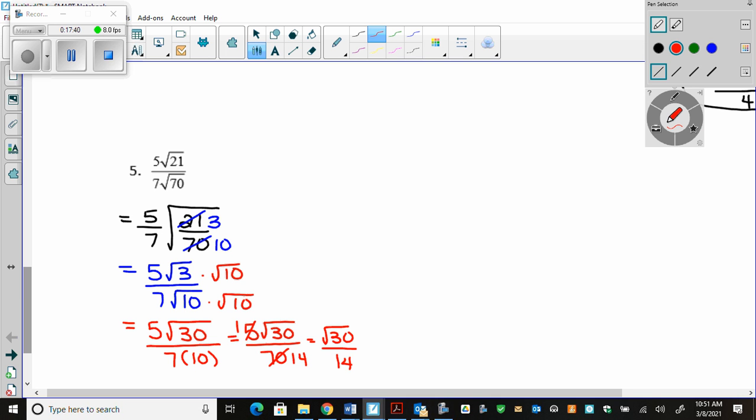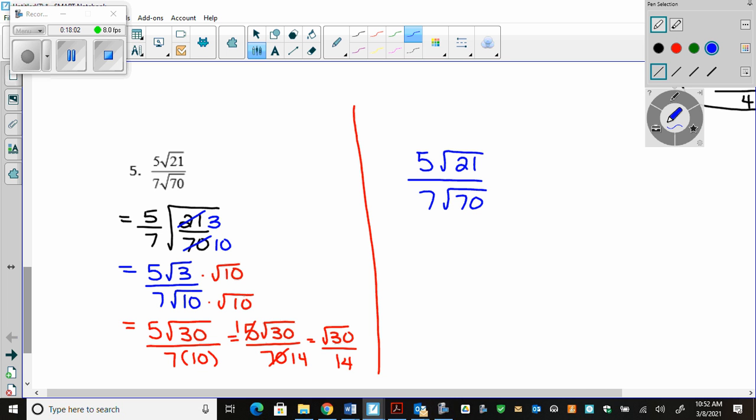I left a lot of space here because I want to show you if you didn't notice that, which I'm assuming most people wouldn't have. Okay? David's spidey senses kicked in and made him do it that way, which is fantastic. He didn't think it was even right. But you can. The other way, which I'm assuming most people did, 5 root 21 over 7 root 70. Can I break 70 down into anything? No, so we're just going to deal with big numbers if we do it this way, which is not the end of the world. So we're going to multiply by root 70.